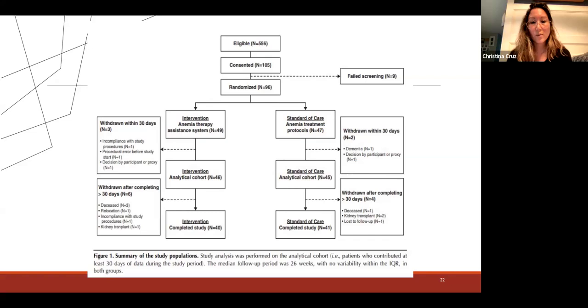So here's a quick little summary of the study populations, and you can see at the top that they started out with 556, and only 105 consented, 9 failed screening, which left 96 to be randomized. So in the intervention group, the outcome was 40, and in the standard of care group, the outcome was 41. So as you can see, between the 2 cohorts, it's pretty even, 40 and 41.